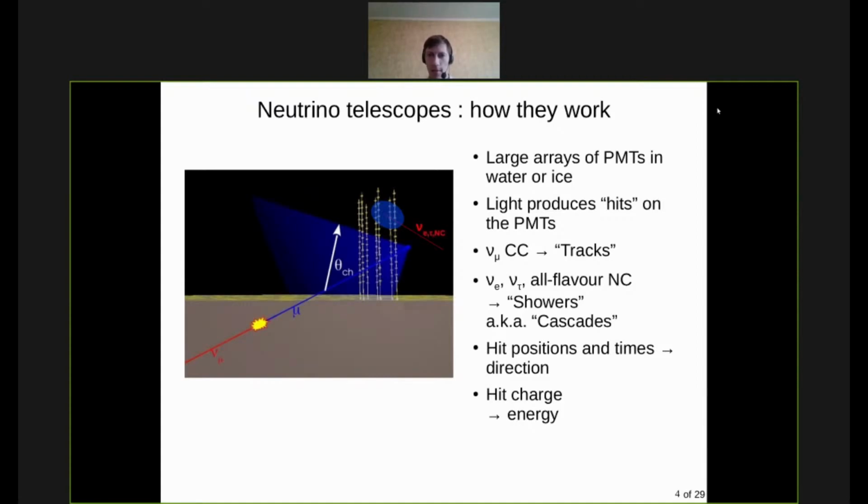So light produces hits in the PMTs, and you use these hits to reconstruct the event: from hit positions and times you reconstruct the direction, and from the charge, how much light you see, you reconstruct the energy. This technique is sensitive to neutral current and charged current processes by all neutrino flavors. In case you have a muon neutrino interacting through charged current, you get a long muon track, usually a few hundred meters or a few kilometers long. So this is an event topology which we call a track. And all other events are usually referred to as showers or cascades.